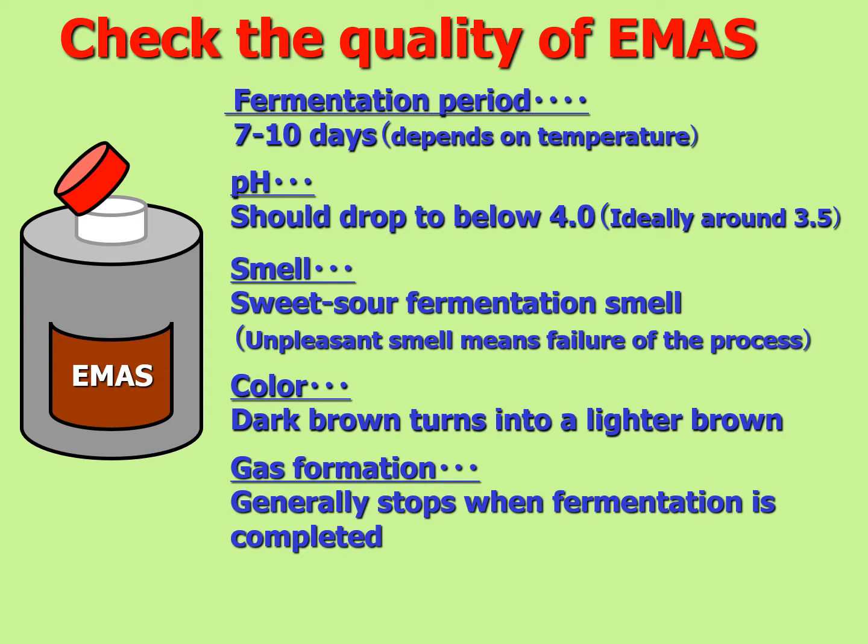It depends on temperature. pH should drop to below 4, ideally around 3.5. Smell: sweet-sour fermentation smell. An unpleasant smell means failure of the process. Color: dark brown turns into a lighter brown. Gas formation generally stops when fermentation is completed.